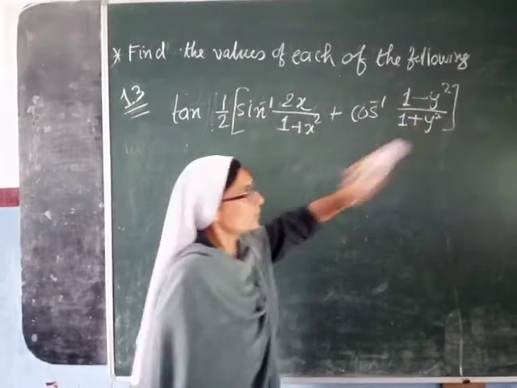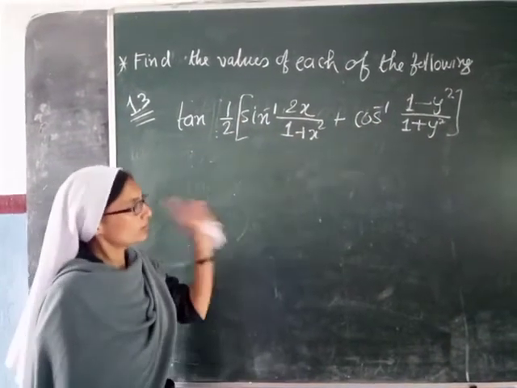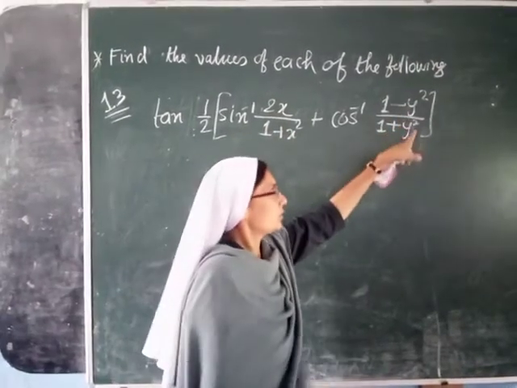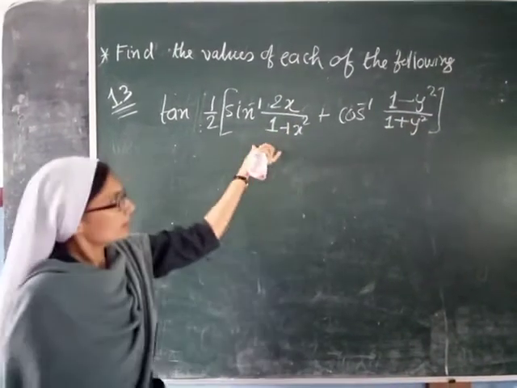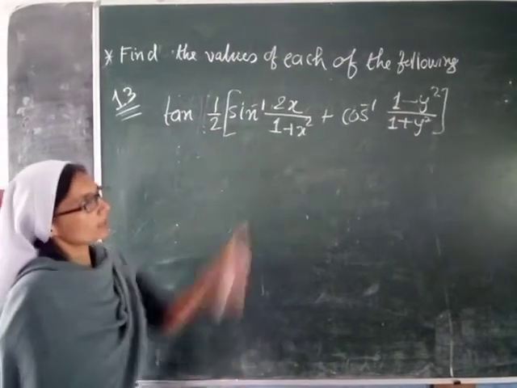Question number 13: tan of 1 by 2 bracket sin inverse 2x by 1 plus x square plus cos inverse 1 minus y square by 1 plus y square. This also depends on the result which I have given you. Or else you can take x is equal to tan theta and here y is equal to tan phi. But I will use directly the result.